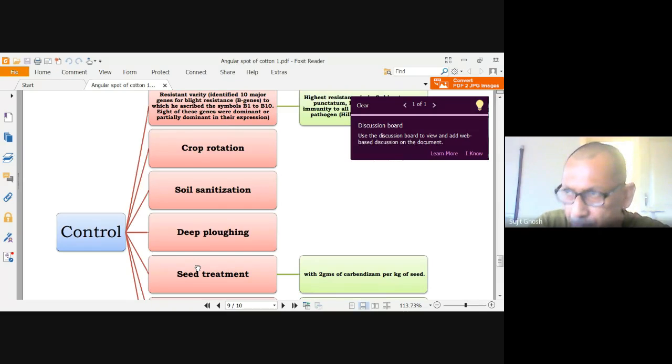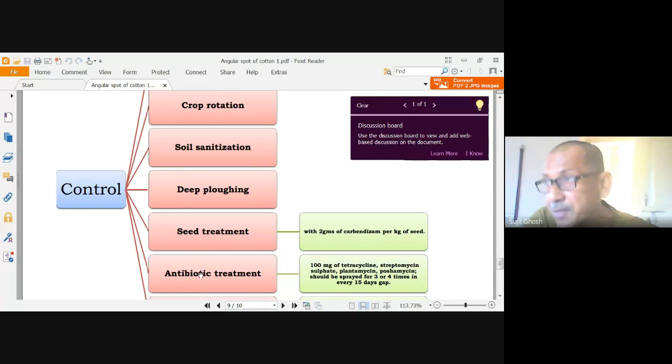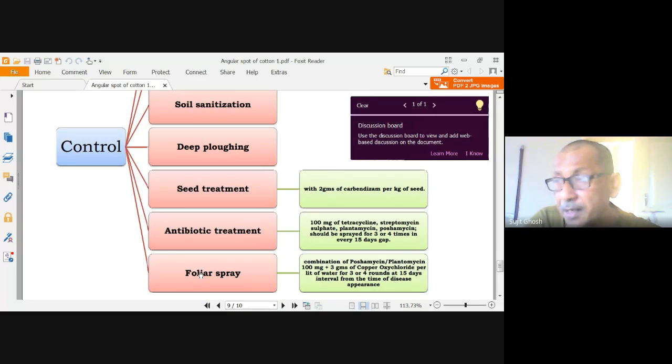Crop rotation, soil sanitization by formaldehyde spray, and deep plowing causing aerobic bacteria to die because at the lower level no oxygen will reach, so they will die. Seed treatment is through antibiotic treatment and carbendazim, and antibiotic treatment in seed as well as in leaf is through antibiotics, plantomycin, fosfomycin, streptomycin, tetracycline at 15 days interval in 3 to 4 rounds.